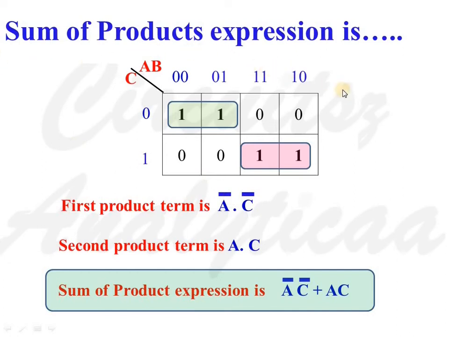So sum of product expression is expression for this product term plus expression for this product term. Expression for this product term is A bar C bar and expression for this term is AC. So sum of product terms is A bar C bar plus AC.